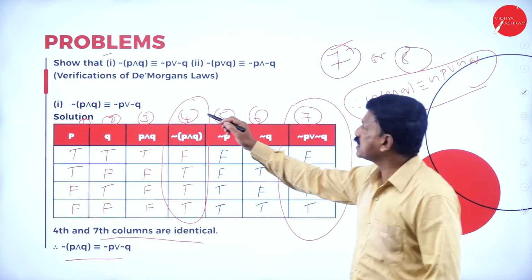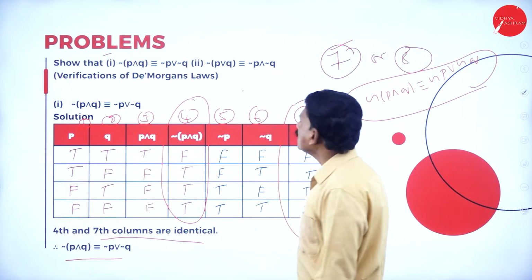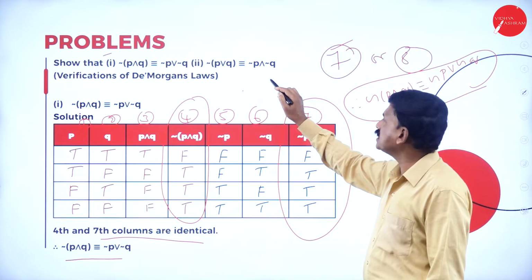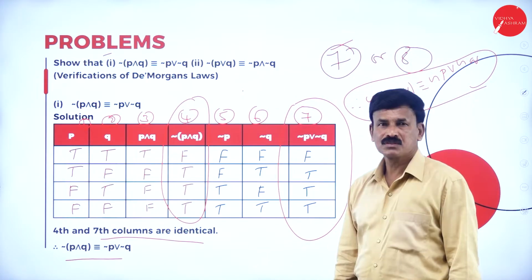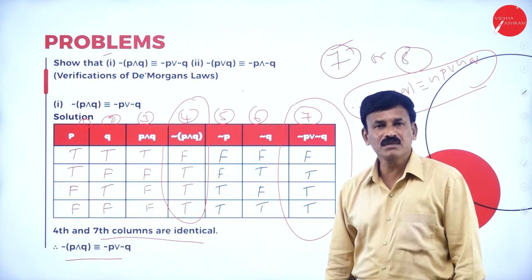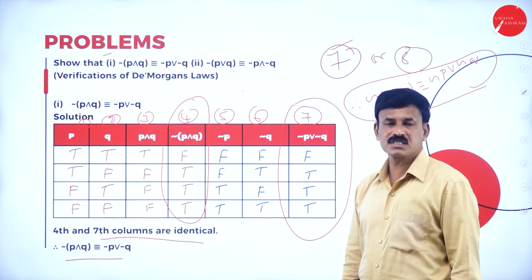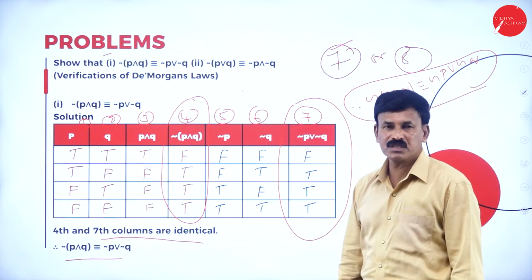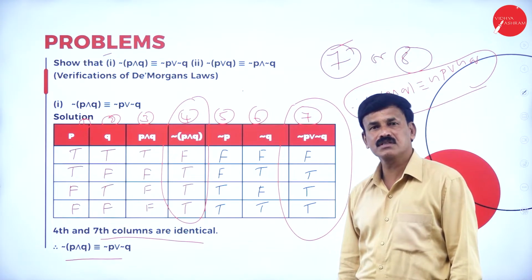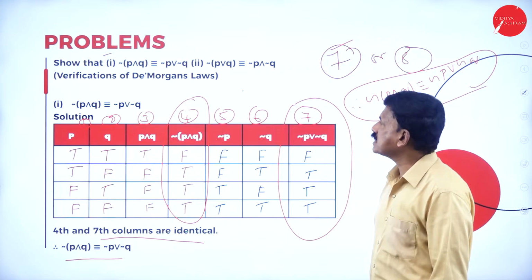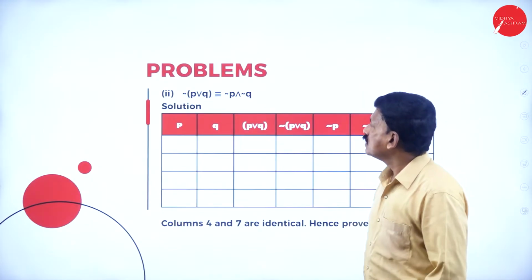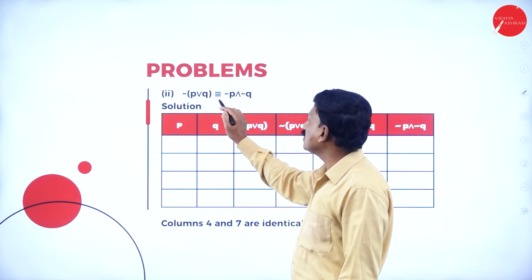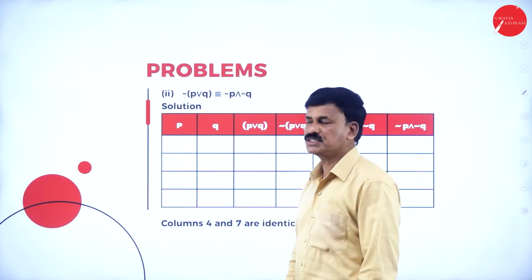Now, let us come to the second problem. That is negation of P disjunction Q is logically equivalent to negation P conjunction negation Q. Right. So, these are nothing but De Morgan's laws, verification of De Morgan's law, whether they are logically equivalent or not. Now, let us take the second problem. What is the second problem? Negation of P disjunction Q is logically equivalent to negation of P conjunction negation Q.